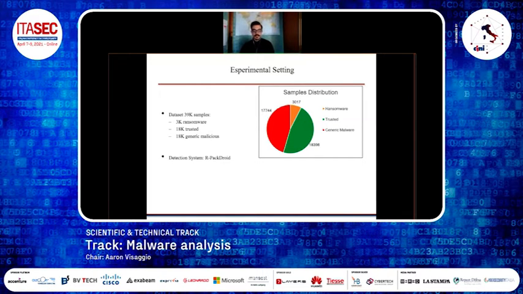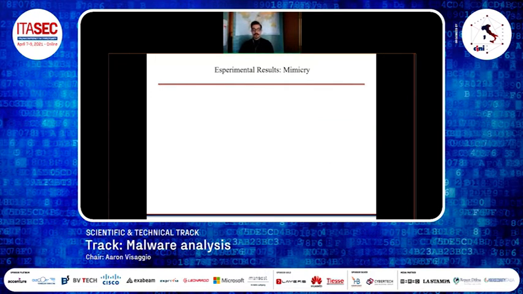As a detection system, we use a real-world detection system for Android applications, which is RevealDroid, which uses as a feature set the cumulative list of system API packages. And it uses 3 detection classes, which are ransomware, trusted, and generic malware. As a classifier, we train a multi-layer perceptron neural network. And for the mimicry case, we use a trusted feature vector to manipulate the malicious feature vector.